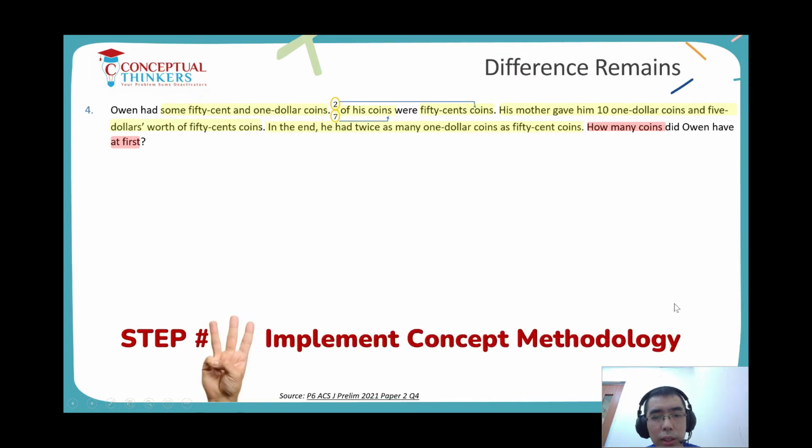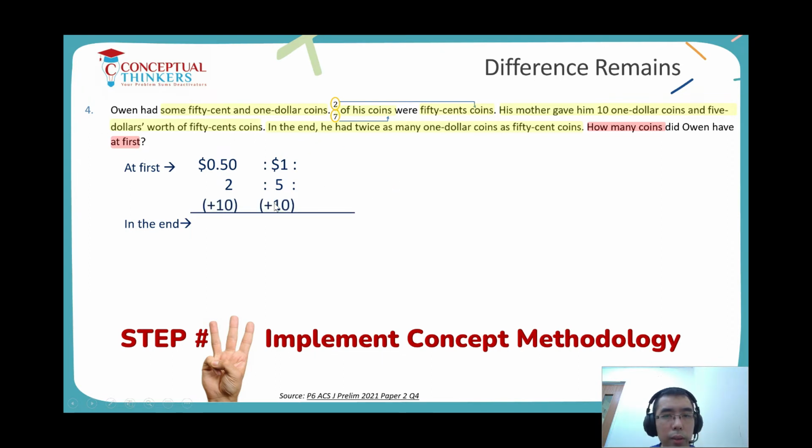So let's go to the third step. We have to implement the methodology. So let's create the ratio. At first, the ratio will be 2:5 because the total number of coins will be 7 units. For 50-cent coins, we know that it will be 2 units. So the remaining 5 units has to be the $1 coins. Then we know that both quantities increase by 10. So the ratio will become 1:2.